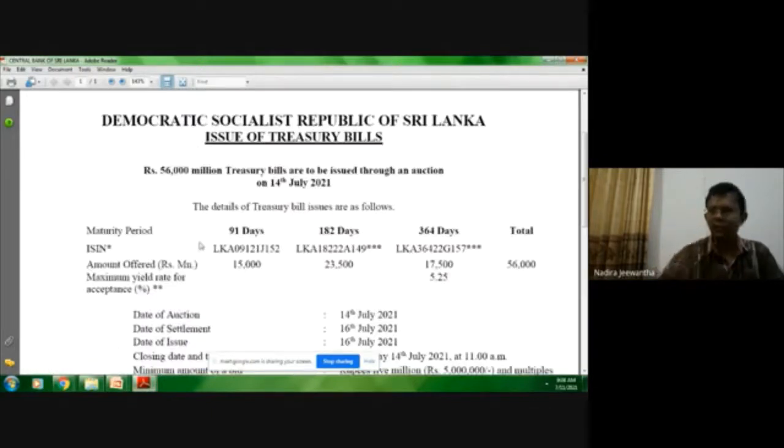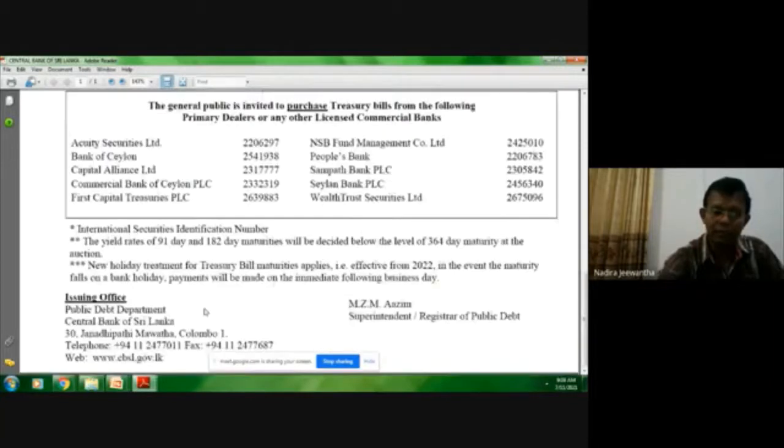Now see, this advertisement gives everything on treasury bills. Apart from that, some relationships we'll be learning later. Now see, 56 million. Understand this is very important. Some questions the examiner has tested, some the examiner has not tested. Now, the Democratic Socialist Republic of Sri Lanka. The government issues on behalf of the central bank. Here the government comes, here the central bank comes. That we have learned. Public Debt Department, Central Bank of Sri Lanka.